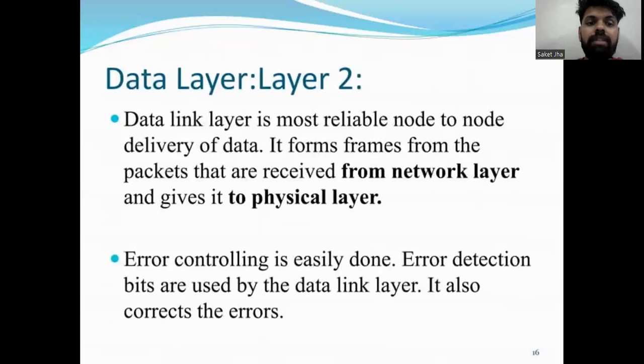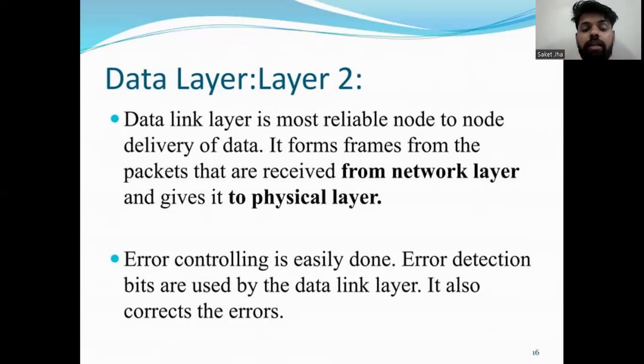Now after this comes the second layer, which is the data link layer. The data link layer is responsible for transmission of data in the form of frames. What the data link layer will do is receive the data in the form of packets from the network layer, and it will frame the data.